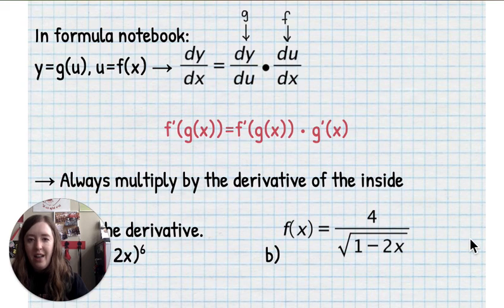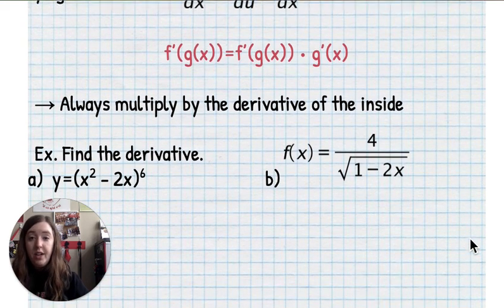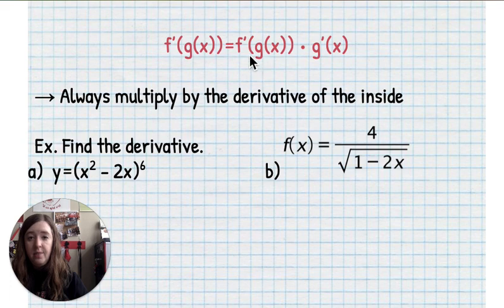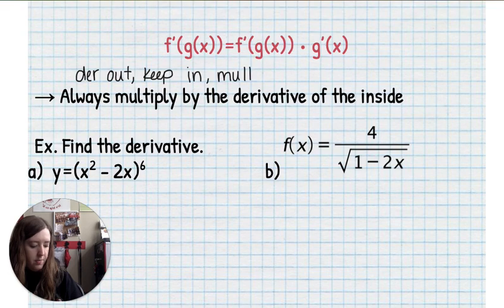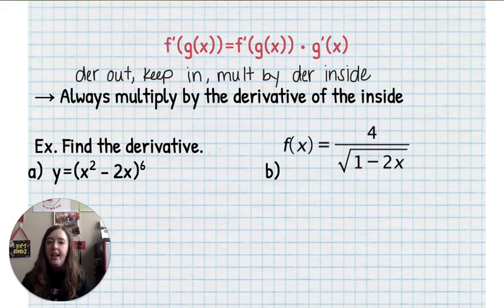So here's how I think of it. When we are trying to find the derivative of a composition of functions, we're going to take the derivative of the outside, keep the inside, and then multiply by the derivative of the inside. So I'm going to write that out. We're going to take the derivative of outside, keep inside, multiply by derivative of inside. Good deal. So let's look at an example.